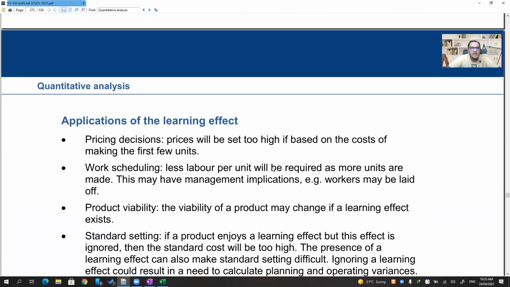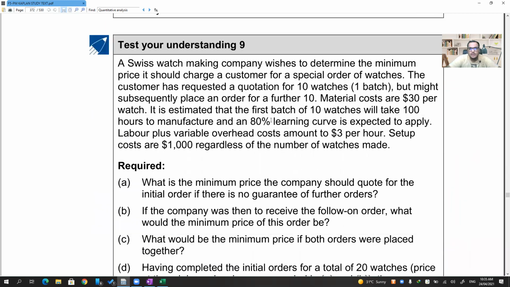Cumulative average time will cut down to 80%. So for total 20 watches, for 2 batches, it's going to be 100 plus 80, that is 160. So additional hours are only 60.